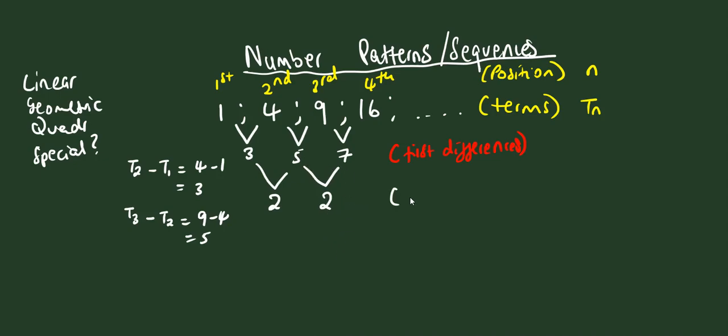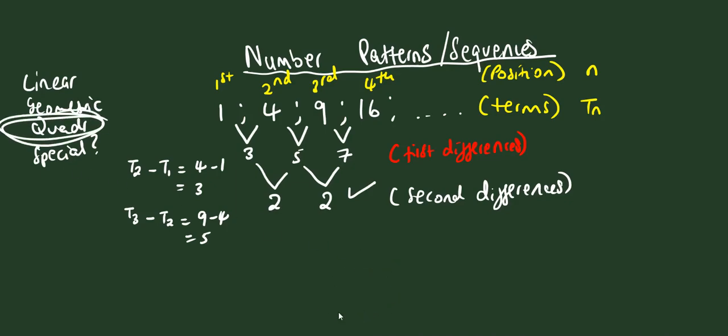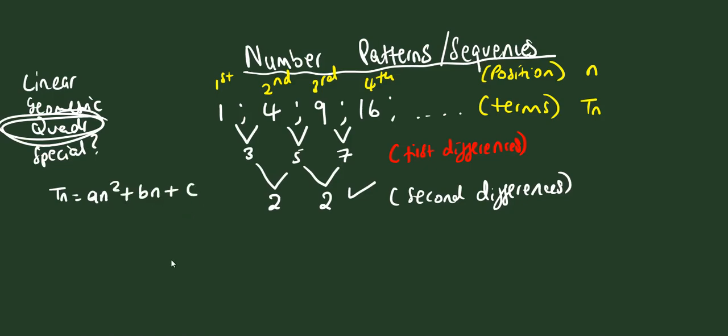Now these ones, remember, they are called the second differences. Okay, they're called the second differences. Now, are the second differences the same? Yes, they are the same. So it means this pattern has a constant second difference, and if it is like that, it is a quadratic. Now that we know that it is a quadratic, what do we then do? We go to the general formula for a quadratic. The general formula for a quadratic is Tn is equals to an squared plus bn plus c.